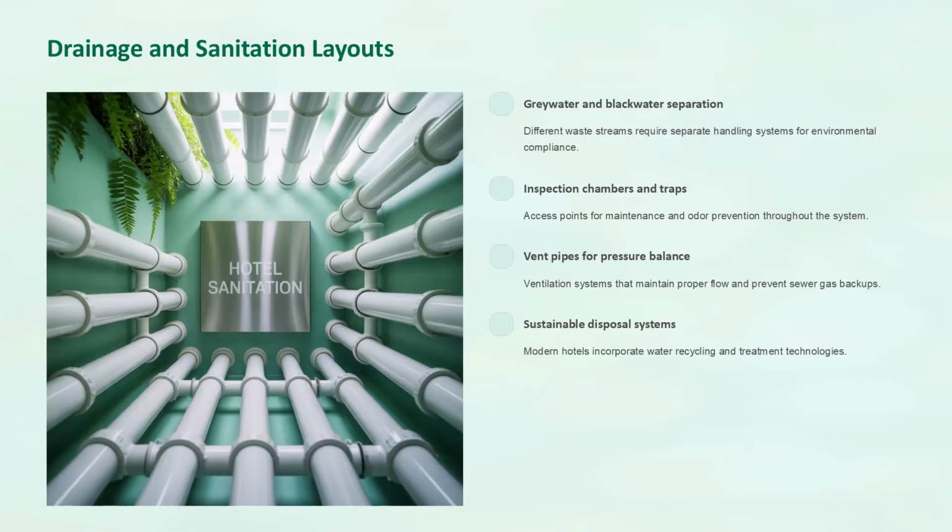Drainage and sanitation layouts. Let's now look at drainage and sanitation layouts. Greywater and blackwater systems are separated for compliance. Inspection chambers and traps are shown for access. Vent pipes maintain pressure balance in the system. Disposal systems include recycling and treatment options. Layouts ensure that waste handling does not affect hotel hygiene. They reduce risk of blockages and odor.